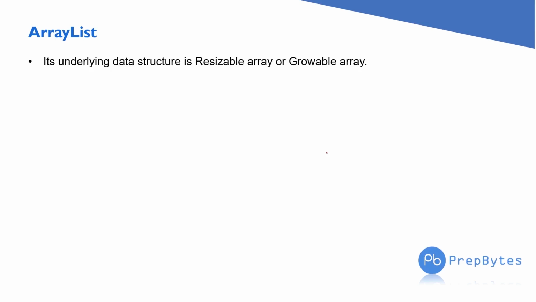So let's see some points of ArrayList first. Its underlying data structure is a resizable array or growable array. So ArrayList is based on the array data structure. Insertion order is preserved and duplicates are allowed. Why? Because it implements List, and List has the definition that insertion order is preserved and duplicates are allowed. So automatically for ArrayList this point also holds true.